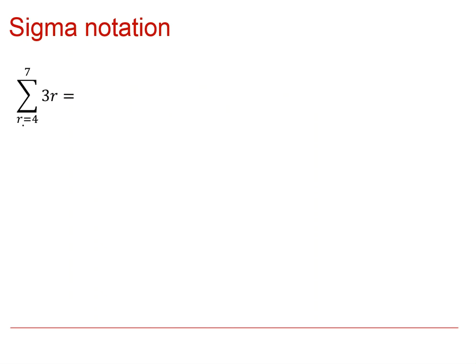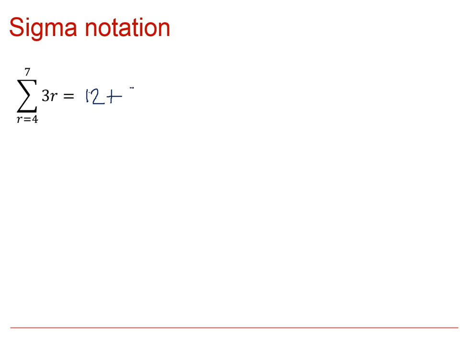Okay, here's a slightly different one. Here we can see we're starting from r equals 4 and we're going up to 7. Okay, so we just substitute in 4. 3 times 4 is 12. Remember, this symbol means it's a sum, so we're adding everything together.